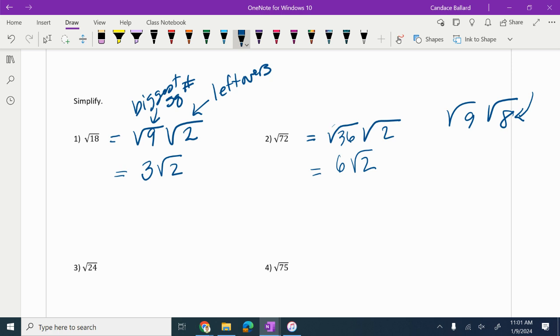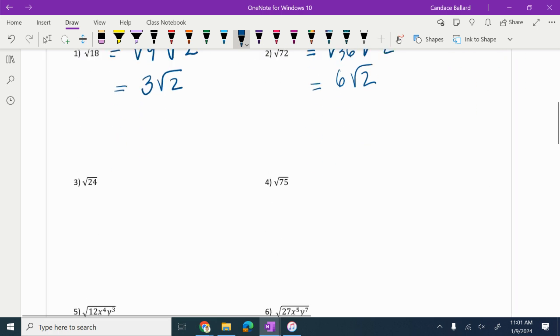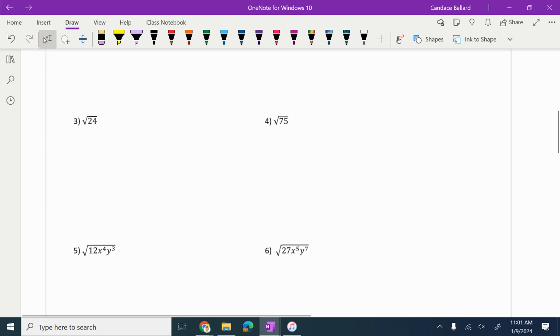All right. I want you to try 24 and 75. So everybody's trying the square root of 24 and the square root of 75 right now. Use your list. If you need to use Desmos as a calculator, use it. I'll give you like a minute and a half.